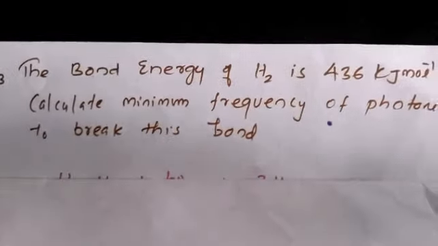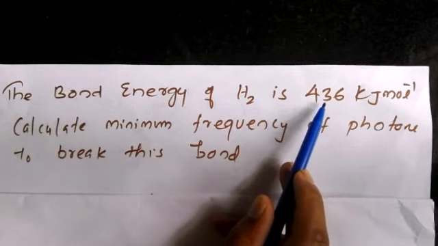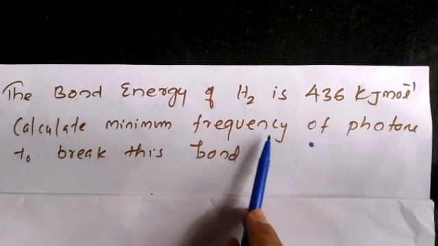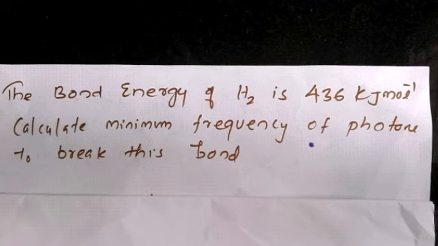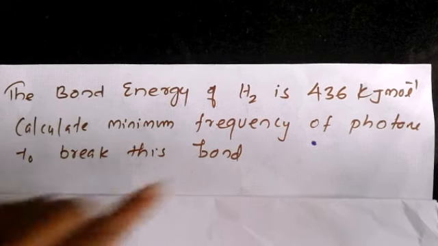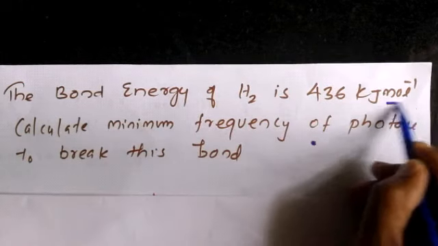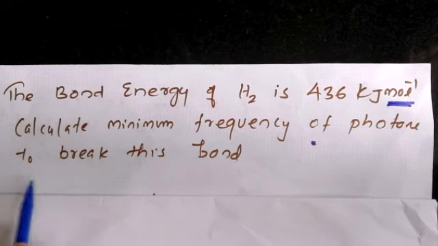Very interesting question. The bond energy of H2 is 436 kilojoule per mole. Calculate the minimum frequency of photon to break this bond. Once again, the bond energy of H2 is 436 kilojoule per mole. Calculate the minimum frequency of photon to break this bond.